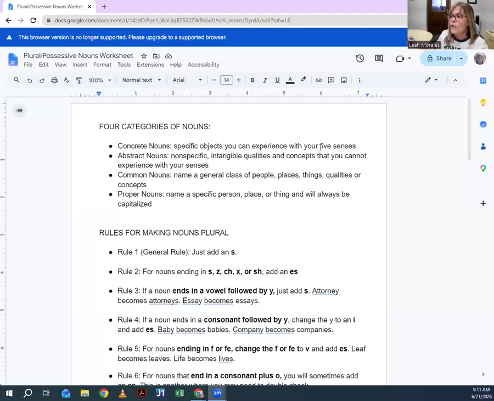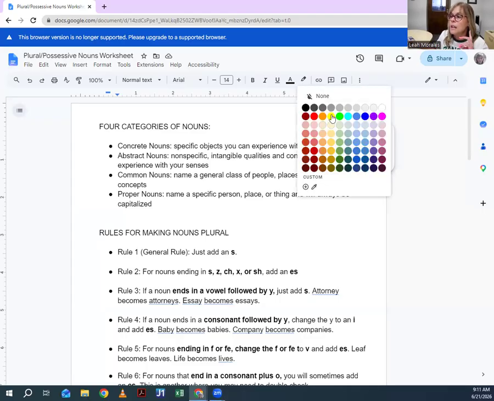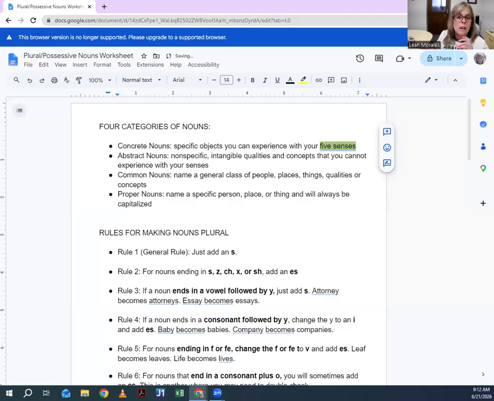You see that here. If you can see it with your senses, if you can touch it, if you can hear it, if you can taste it. Some concrete nouns are things like table, ball, chair, music, food, perfume. Those are concrete nouns. Then we have abstract nouns. These are non-specific, intangible qualities and concepts you cannot experience with your senses. They are things like honesty, kindness, cruelty, etc.